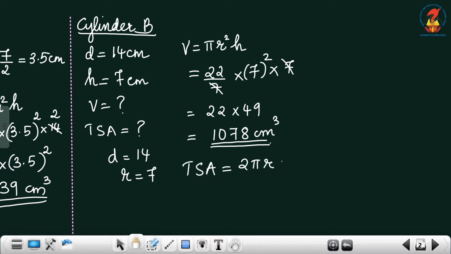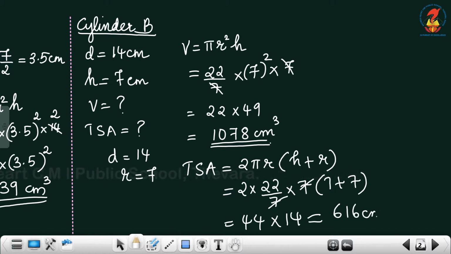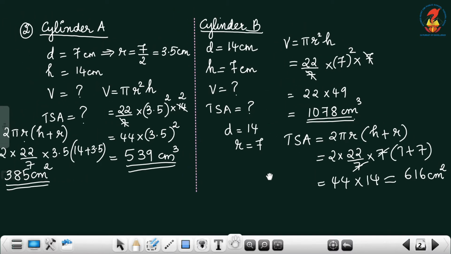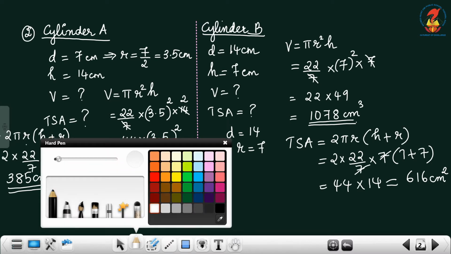Similarly, we can find the surface area also. 2 pi r into h plus r. 2 into 22 by 7 into, what is the radius? 7. Height 7, radius 7. 7 and 7 gets cancelled. 44 into 14. And the total surface area will be 616 centimeter square. So children, now we got the volume as well as the total surface area of both the cylinders. Just check.